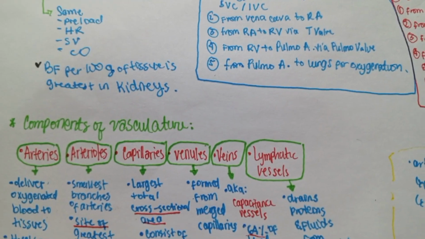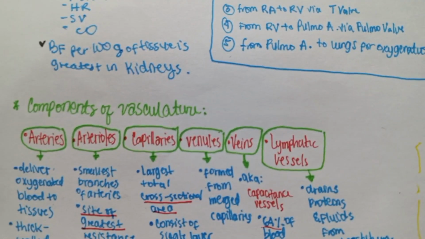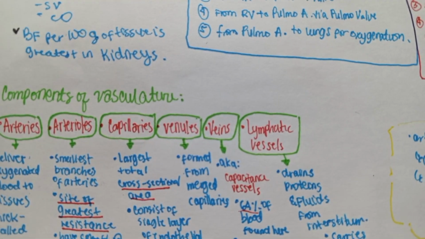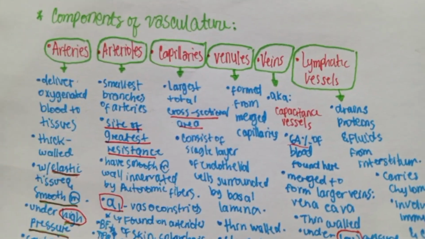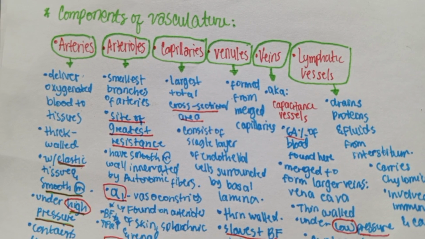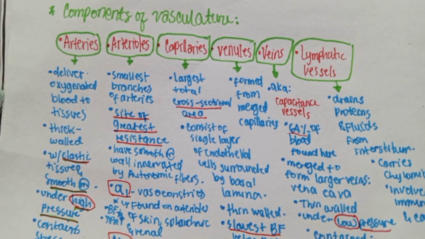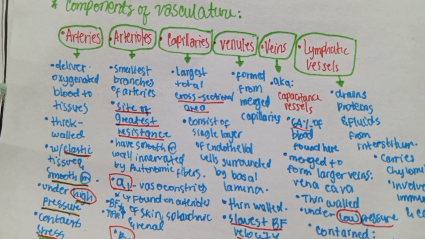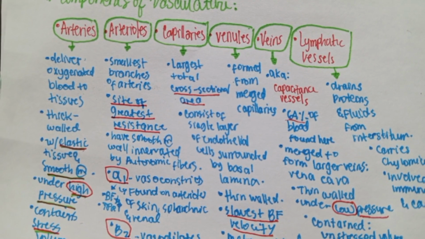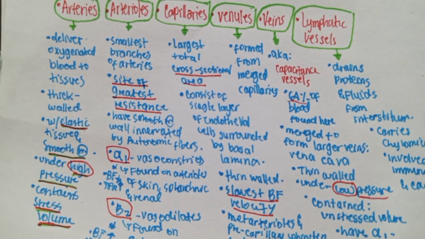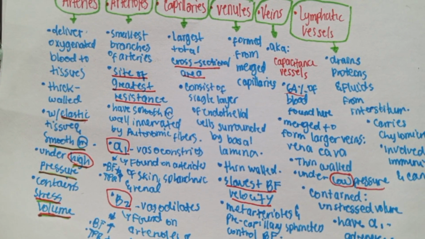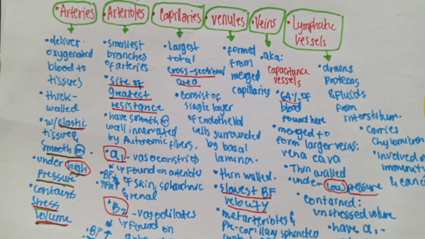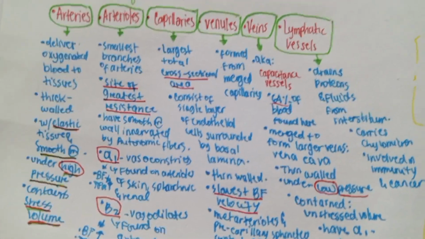So what are the components of vasculature? We have here the arteries, the arterioles, the capillaries, the venules, the veins, and the lymphatic vessels. So for the arteries, these deliver the oxygenated blood to the tissues, and it is thick-walled with elastic tissue and smooth muscle, and this is working under high pressure, and it contains stressed volume. So that's the arteries. And next is the arterioles.